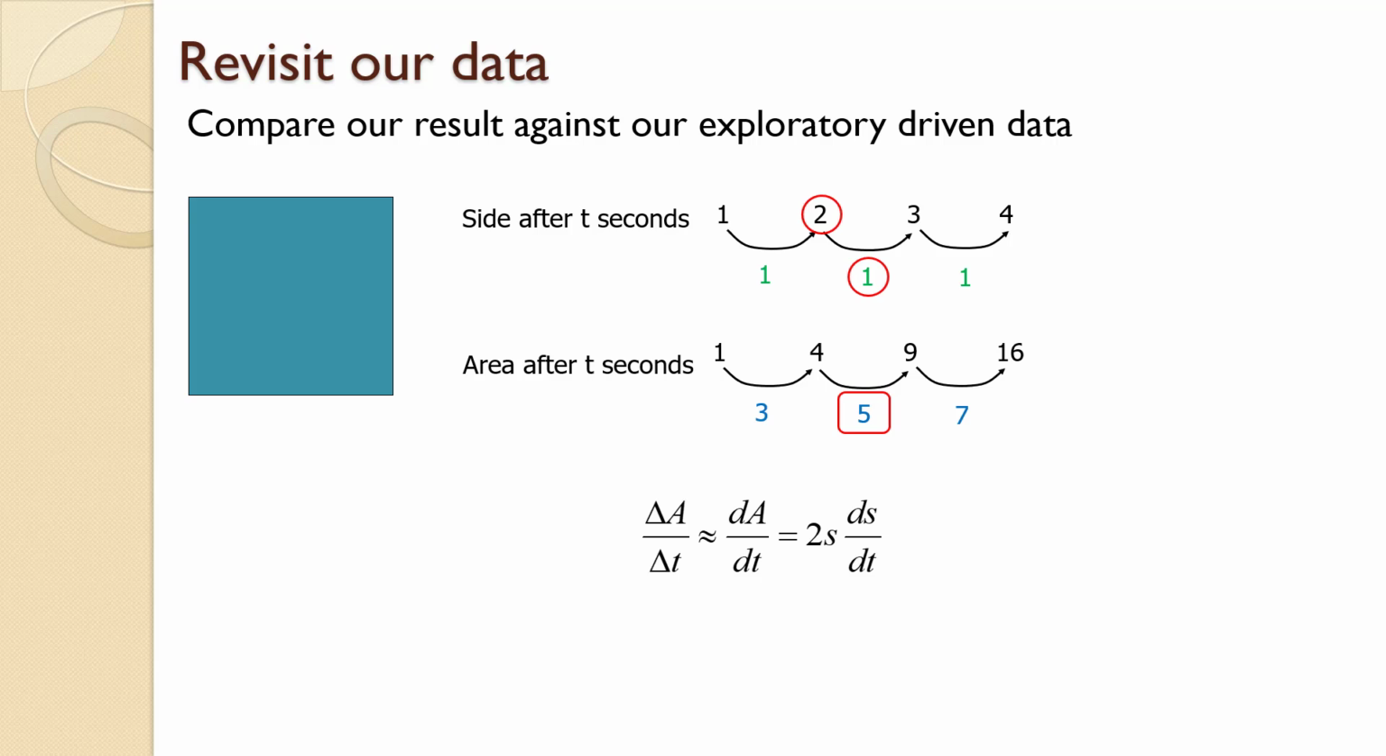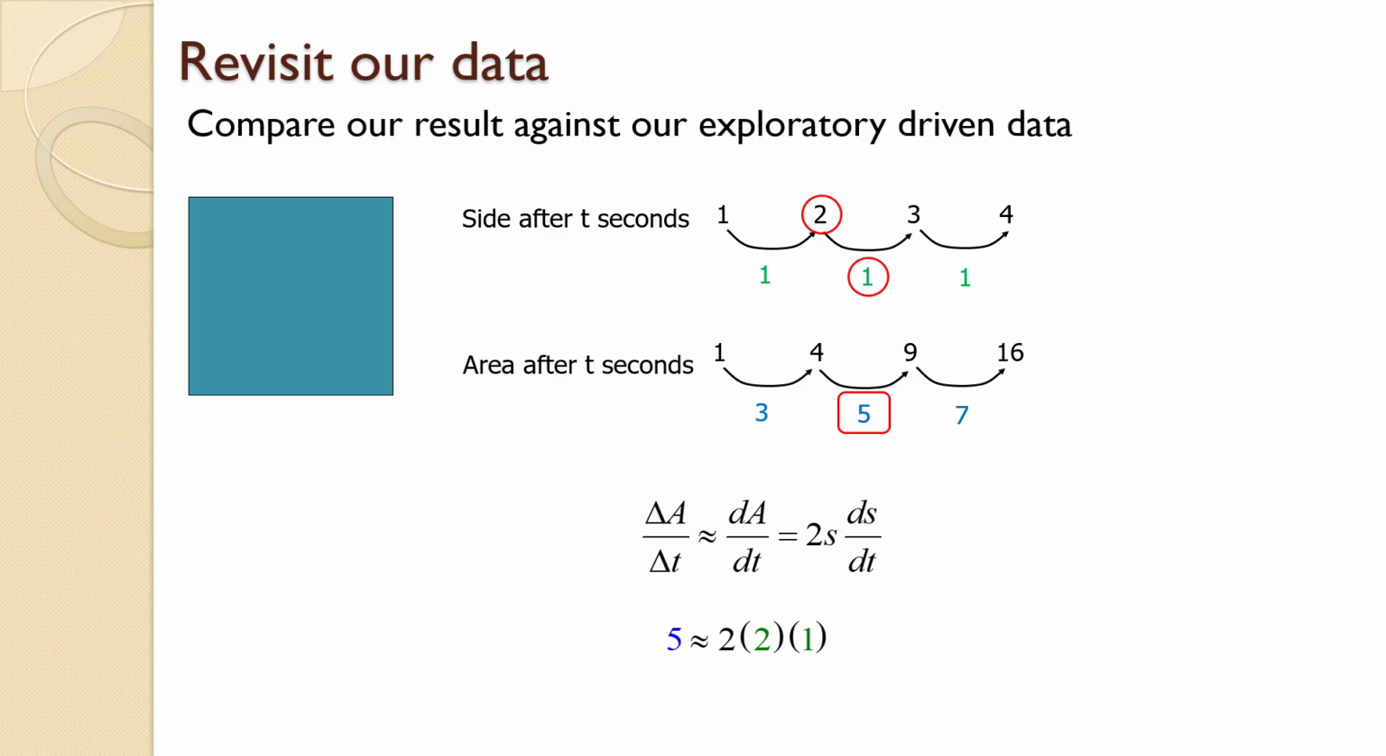But we already know that's equal to 2 times s times the change in the side in time. So the average rate of change of the area in time should be approximated by 2 times the starting side, which was 2, times the rate of change of the length of the side. So 5 should be approximately equal to 2 times 2 times 1, which is right. So this seems pretty good.